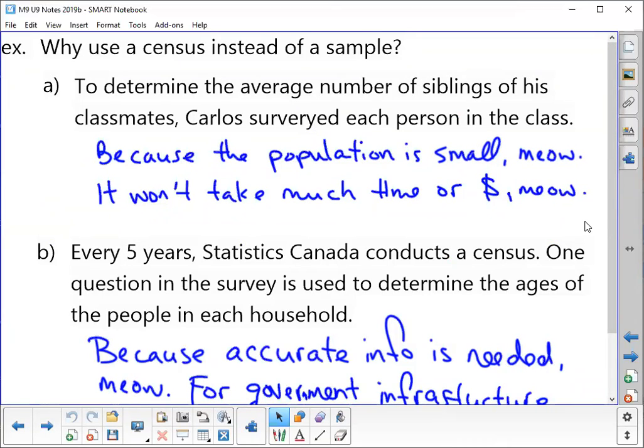Oh, that's funny. Because the population is small, he could do a census. It won't take much time or money because it's just his class. We don't know how many classmates Carlos has, but it's probably less than 40, which means it's doable for him to do that for everybody in the class.